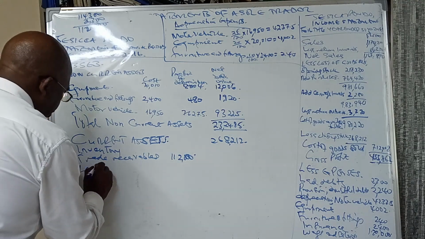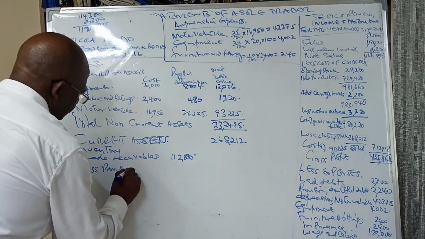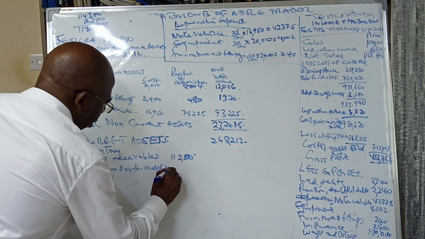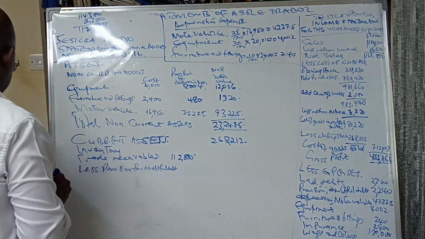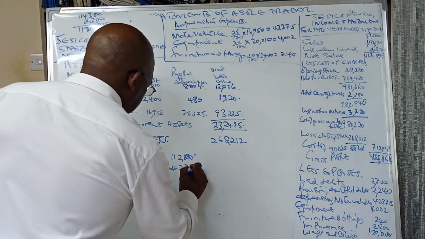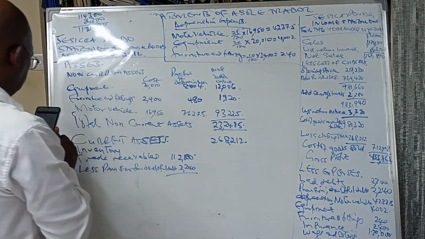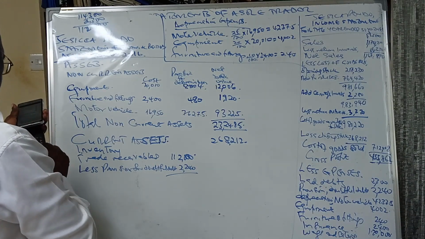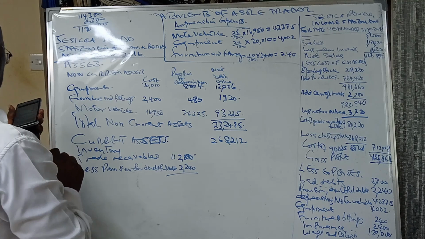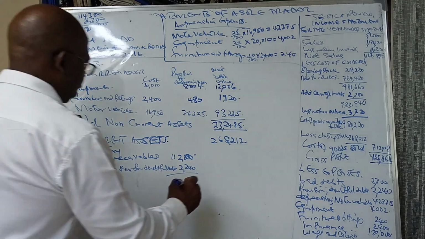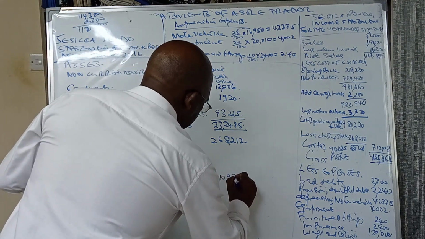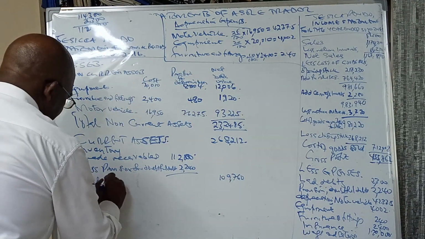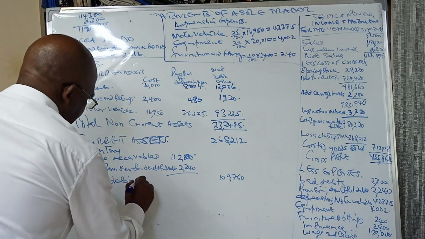So we say less provision for doubtful debts, 2240. So we subtract that: 112,000 minus 2240. We get a figure of 109,760. That is our net debtors.